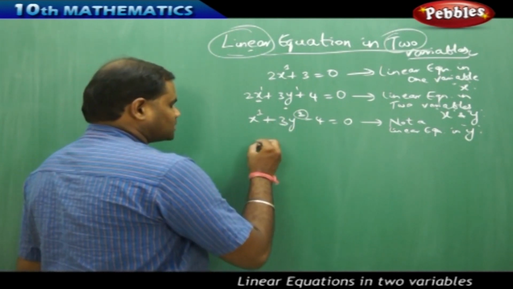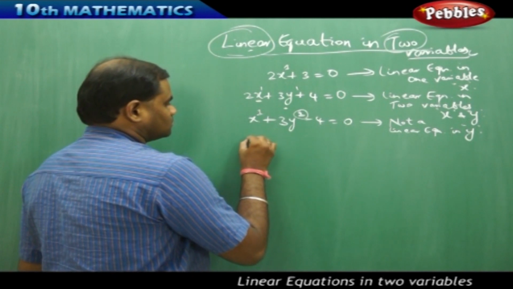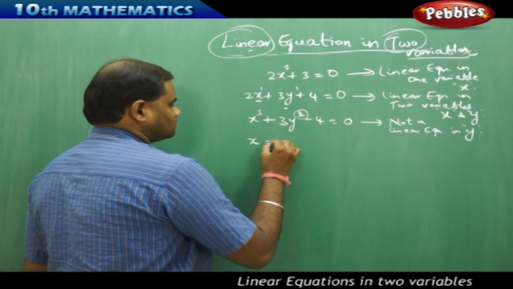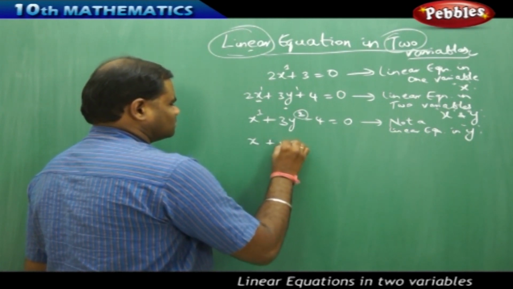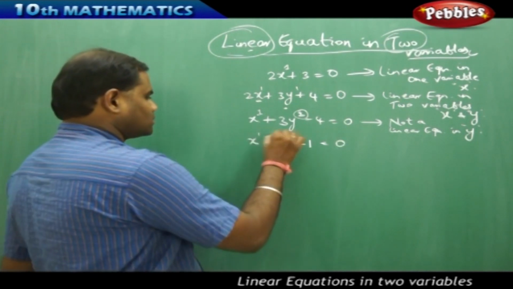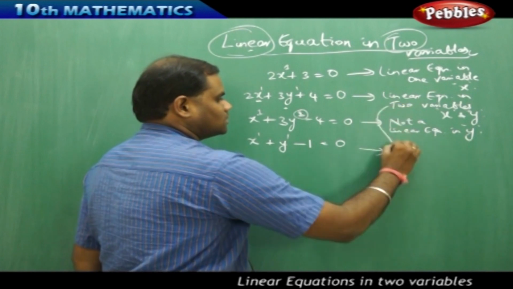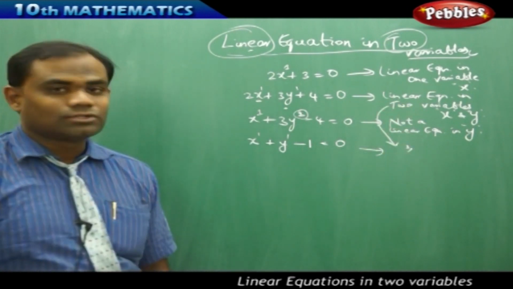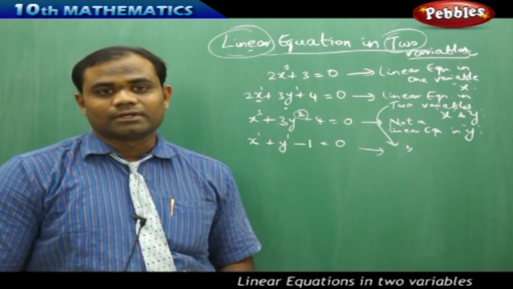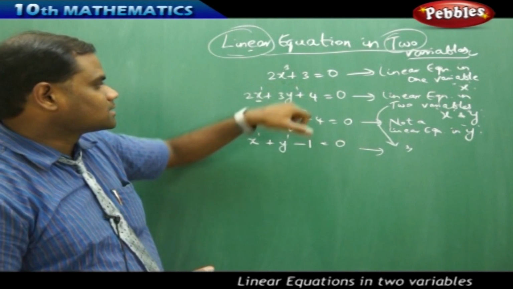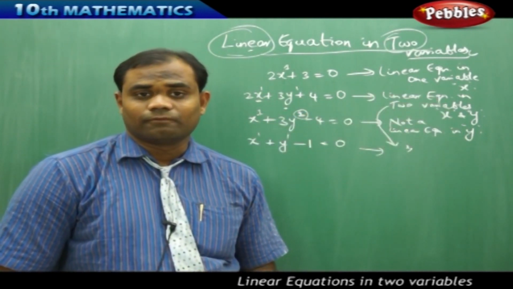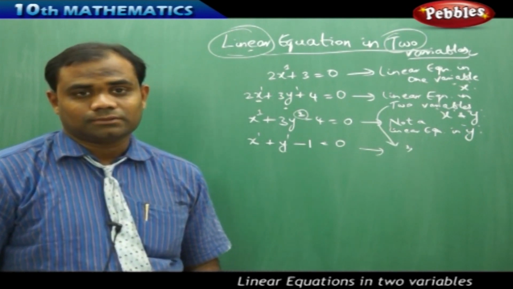Similarly, if I take, say for example, this one, it is a linear equation because each of its powers is 1. So this is a linear equation in two variables x and y. So this is how we understand the difference between the linear equation in one variable x and the linear equation in two variables x and y, is how we understand the linear equations.